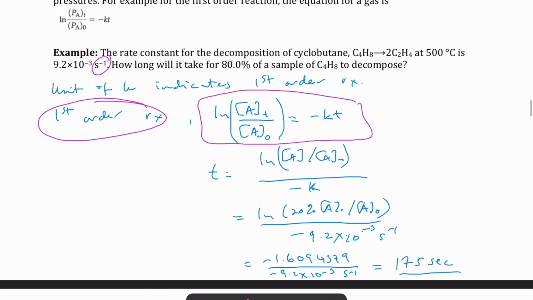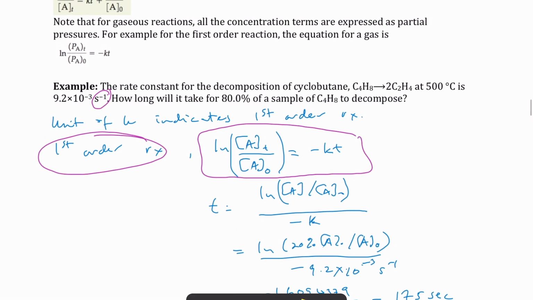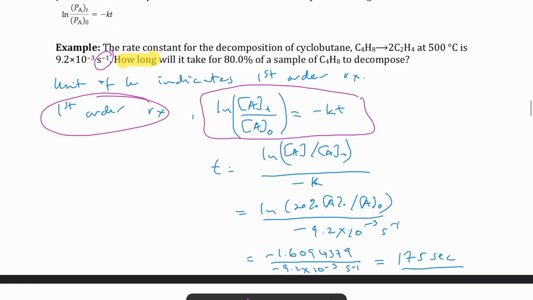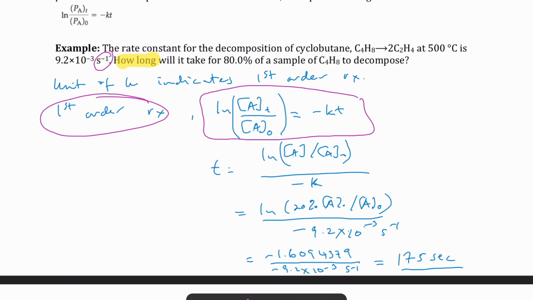So the first order equation looks something like this. Your goal here is to solve for time. How do I know that it's looking for time? It says how long. So I'm going to arrange the equation so that I only have time on one side and then I have everything else on the other side. If I do that, it should look something like this: I have ln of A over A naught, divided by negative k. Notice that the A over A naught is in parentheses, so it's the natural log of that ratio.